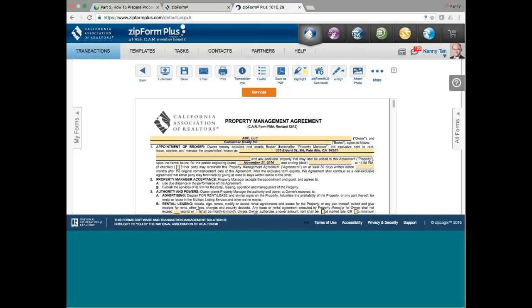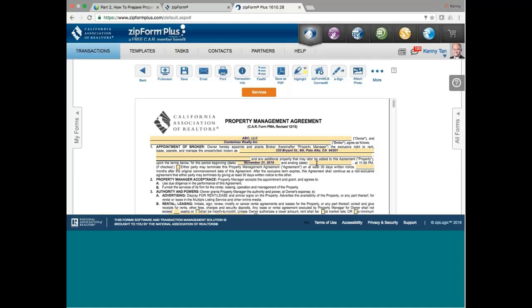Okay, ABC LLC is the owner, Centermac Realty Inc. is the broker, and the property address is 330 Bryan Street, number 8, Palo Alto, California 94301. And then the beginning date is November 21st. You can just adjust this accordingly.